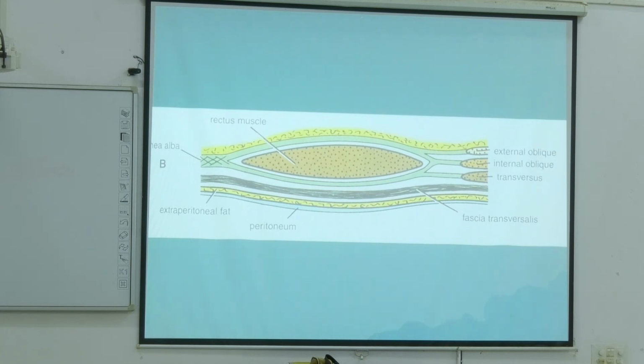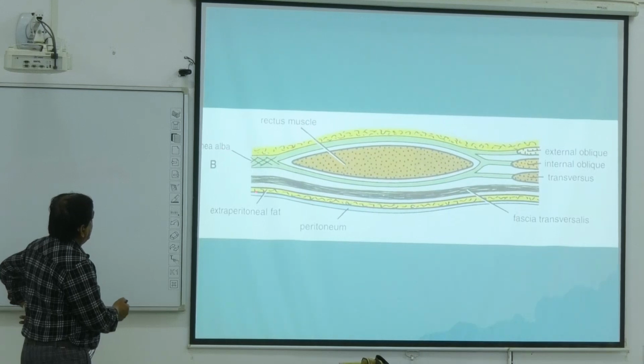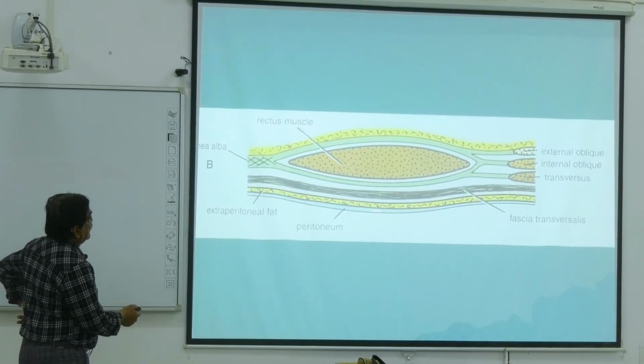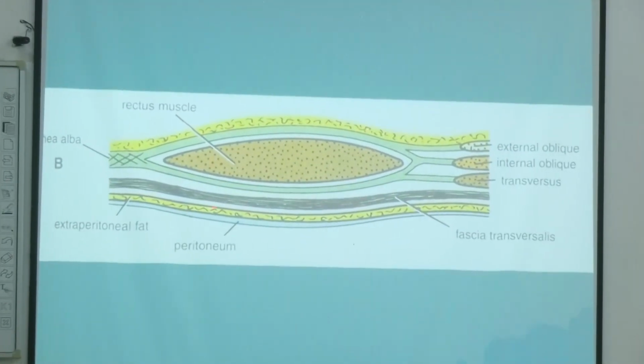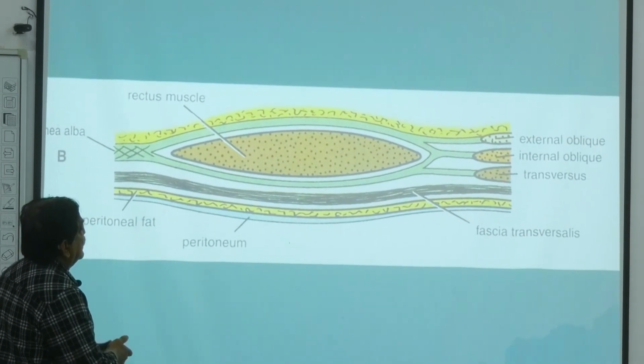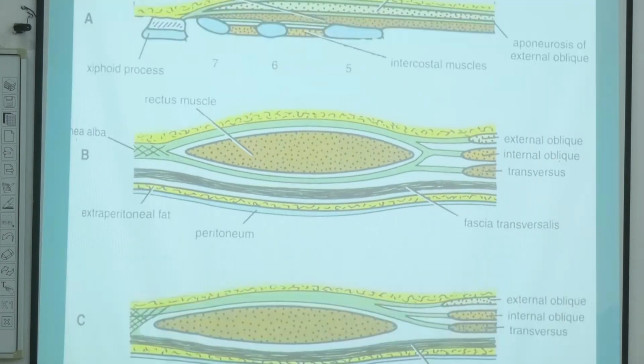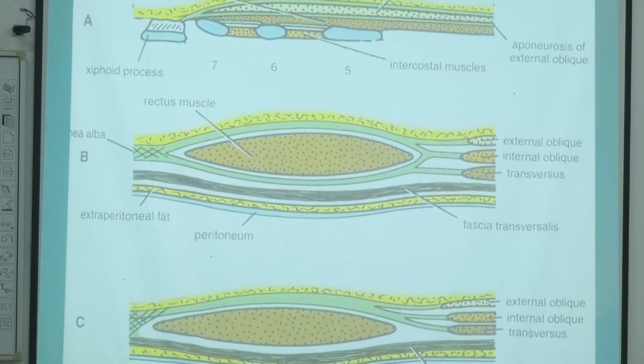Previously, whatever the type of operation, if it was a huge mass then you had to make a big incision: right paramedian incision, median incision, left paramedian accordingly. And now you see the rectus muscle here, linea alba, extraperitoneal fat, this is the peritoneum and this is the fascia transversalis. And see external oblique, internal oblique and transversus, these muscles come and they are covered by the tendinous sheath.